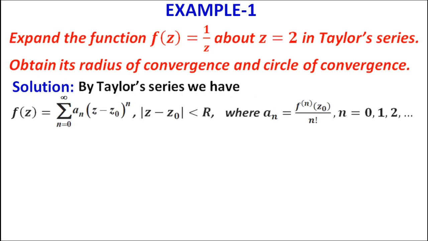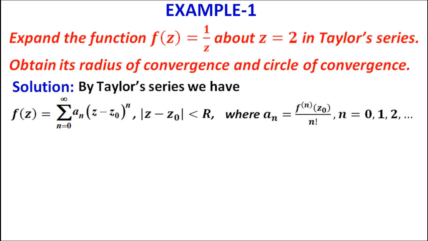f of z is equal to summation of a n times z minus z naught whole to the power of n, mod of z minus z naught is less than R, where a n can be written as nth derivative of f at z naught by n factorial, where n is equal to 0, 1, 2 and so on. Now given the function f of z is equal to 1 by z and z naught is equal to 2.